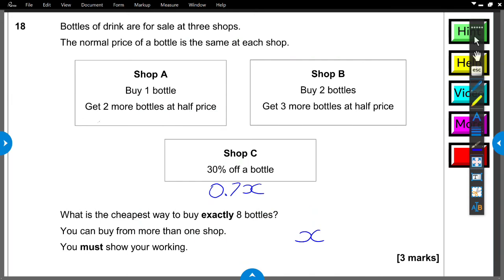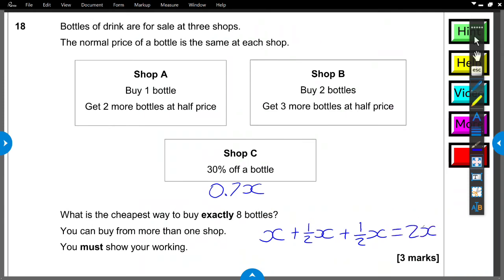Then look at this one here. Buy one bottle, get 2 more bottles at half price. In terms of x, let's think about what this is going to be. So one bottle, that costs x, and then you're buying 2 more bottles at half price. So it's going to be plus half price, where x is the price, half of the price, plus another bottle at half price. So if we do x add 2 halves of x, that's going to give us 2x.